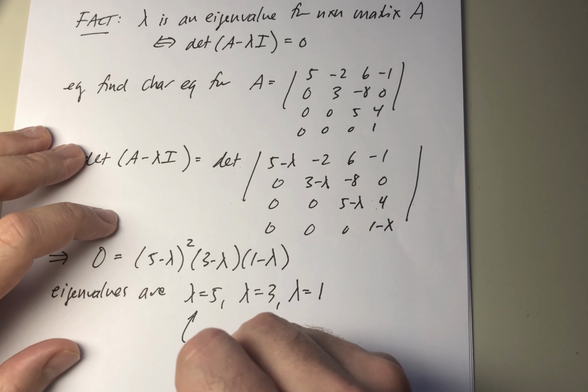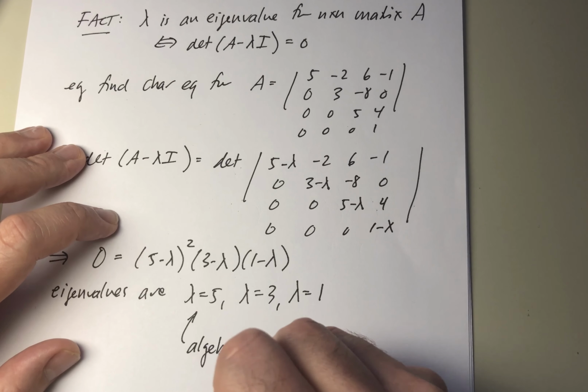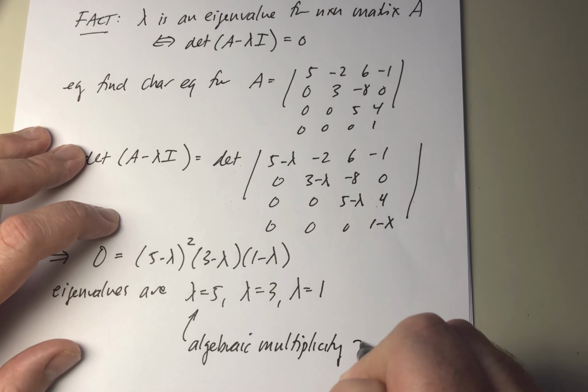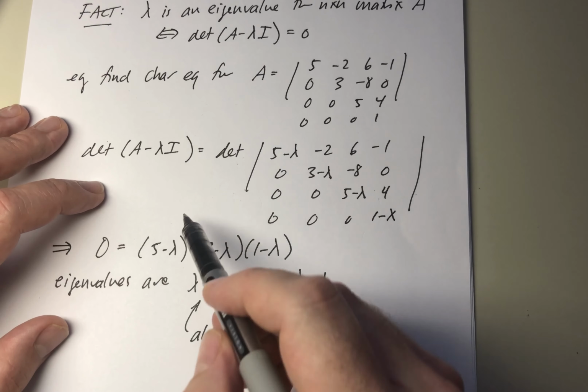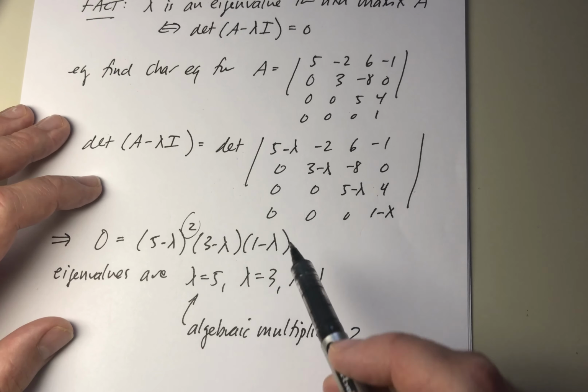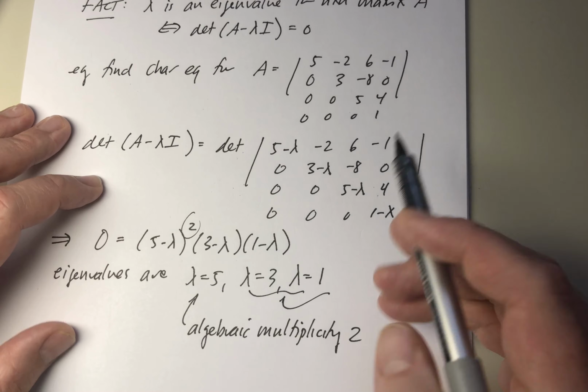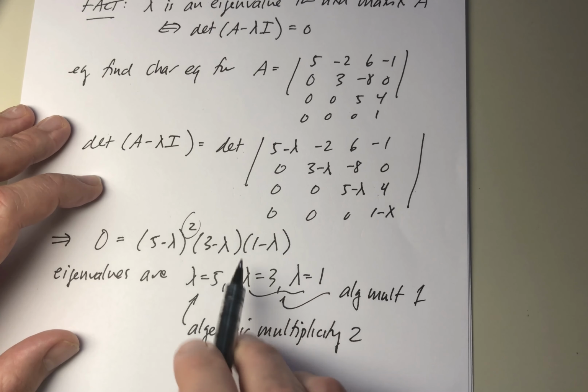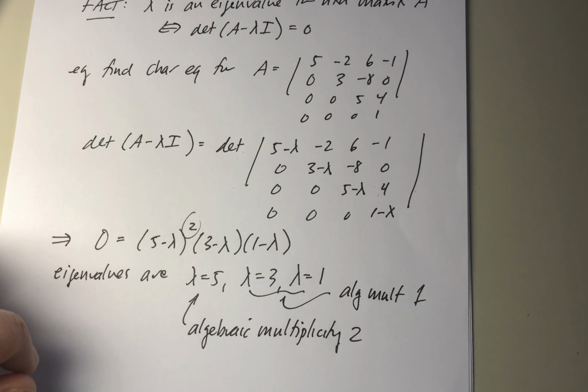We say that lambda equals 5 has algebraic multiplicity 2, because of that square factor up here. The other two have algebraic multiplicity 1, because they only show up with power 1 in the characteristic equation. Okay?